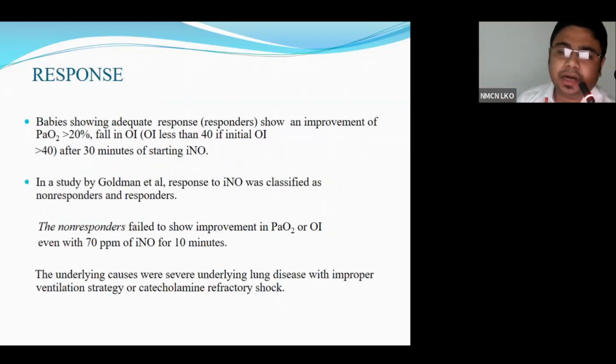So how do we assess the response? There is a classification from Goldman et al., who classified patients into responders and non-responders. So what is the definition of a responder to iNO? It is where the PaO2 increases by 20% and there is a fall in the OI after 30 minutes of starting iNO.